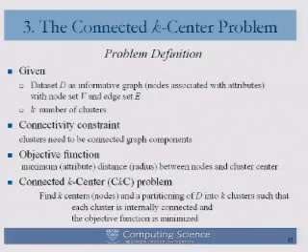Now, given a data set, capital D, as a so-called informative graph, a graph where nodes are associated with attributes or attribute vectors, with a node set, capital V, and an edge set, capital E, K, the number of intended clusters to be discovered, and a connectivity constraint, that clusters need to be connected graph components. This is the connectivity constraint that we formulate on the relationship data.